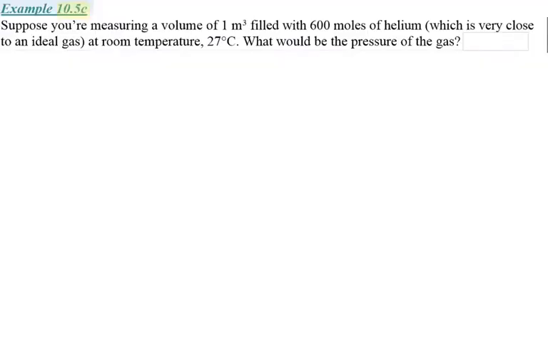So let's look at how we can use these formulas to solve our problem. So suppose you are measuring a volume of 1 meter cubic filled with 600 moles of helium, which is very close to an ideal gas at room temperature, 27 degrees Celsius. So that's good to remember, 27 degrees Celsius room temperature. What would be the pressure of the gas?